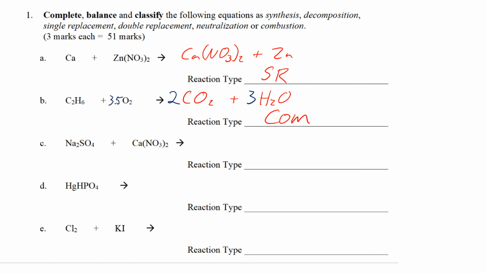Okay, it's completely fine to have a decimal or a fraction when you're balancing, but if you didn't want to have any of that, then just double everything: 2, 7, 4, and 6.